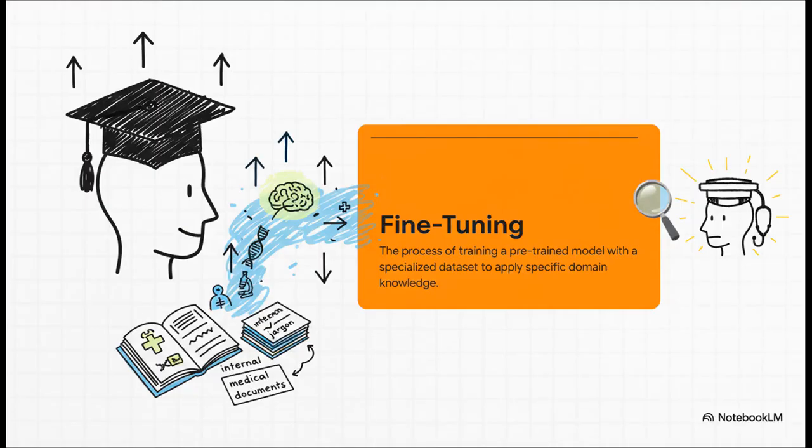So let's look at fine-tuning first. The best way to think about this is like sending your general-purpose AI model to grad school, or maybe medical school. You take this already smart, pre-trained model and you put it through a specialized training program using your own specific data. This could be your company's internal slang or super technical documents. The goal is to turn it from a jack-of-all-trades into a true specialist.